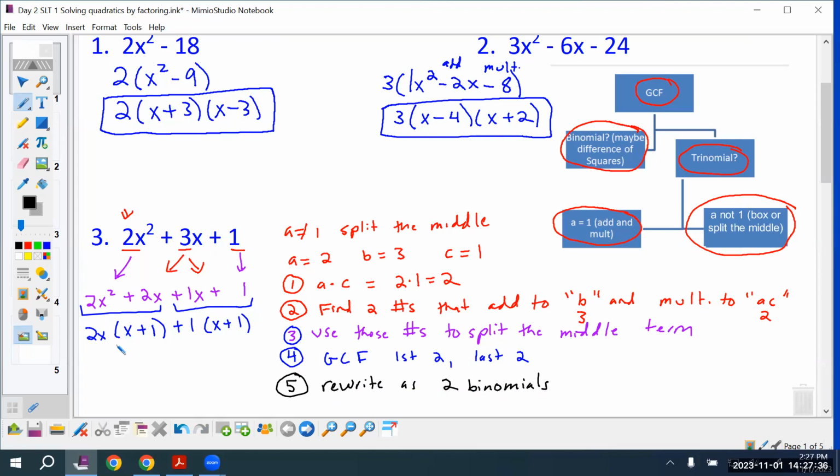Now, I want you to notice something. Don't write this down because I'm going to erase. Here, I have 2x times x, and we have 2x times 1. Here, I have 1 times x and 1 times 1. Notice that I have 4 little arcs there.